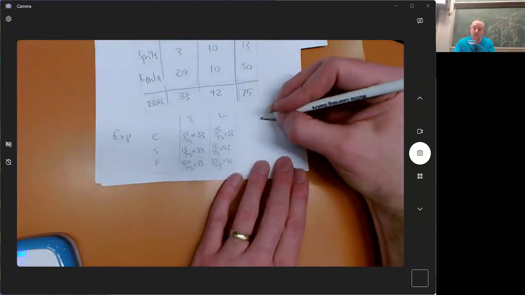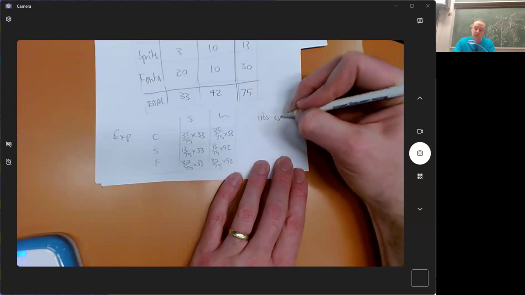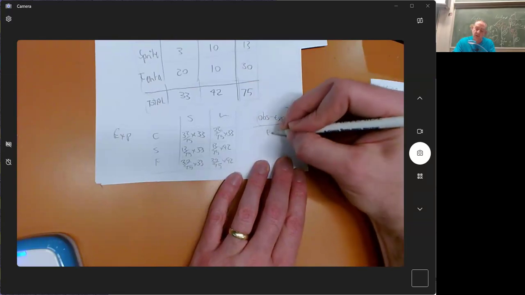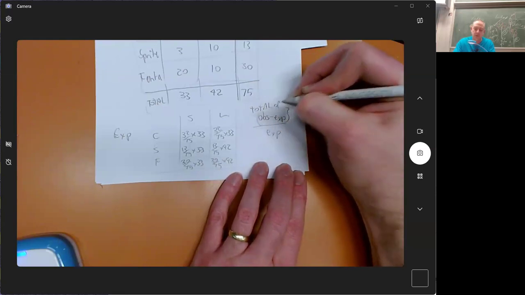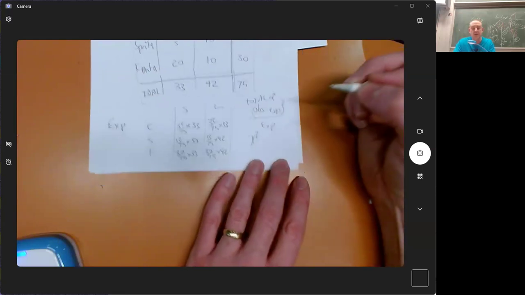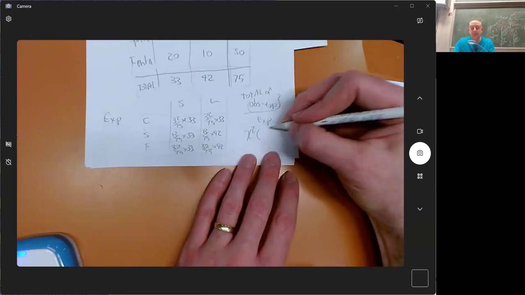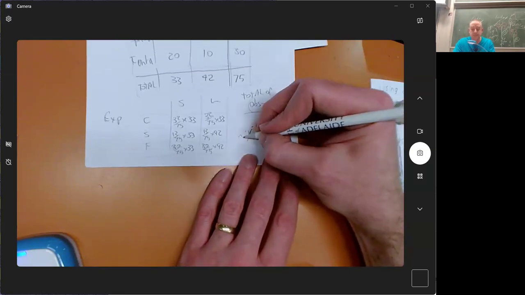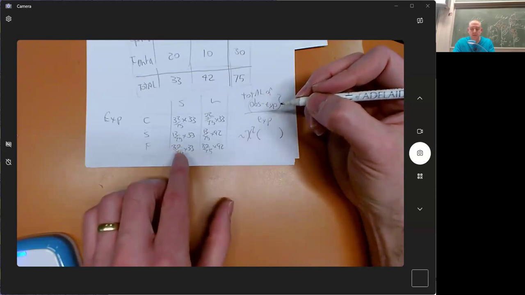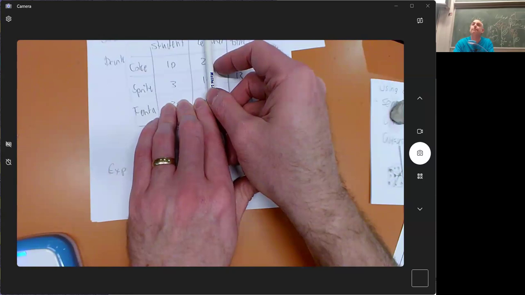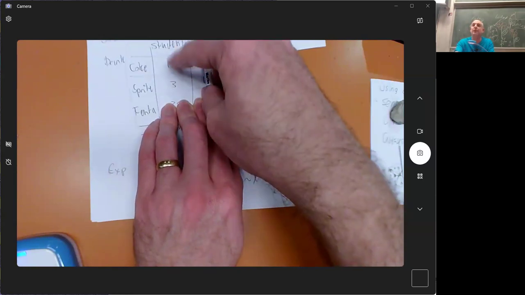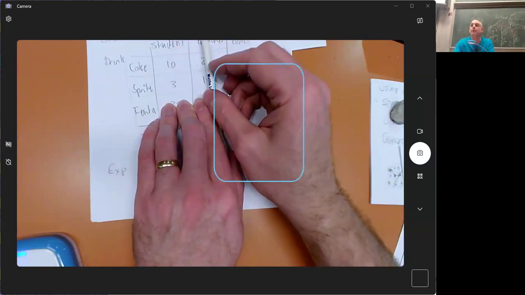And then you still do the observed minus expected squared divided by expected, and then you add them all up. And that's still a chi-squared test. And the degrees of freedom is what you get when you remove one row and one column. And there's 2 boxes left. And so it's 2.